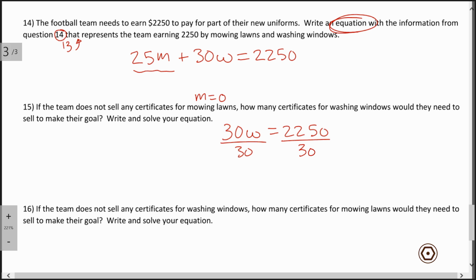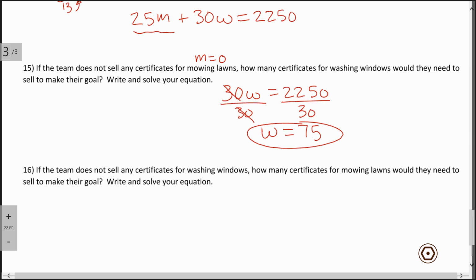Nice, right? And of course, we can solve this by dividing both sides by 30 using the division property of equality. On the left-hand side, you see I have a common factor of 30. And when I simplify that, I get W equals 2250 divided by 30 equals 75. So they would need to sell 75 of the window washing certificates in order to meet their goal. By the way, window washing is definitely worth $5 more than mowing lawns.